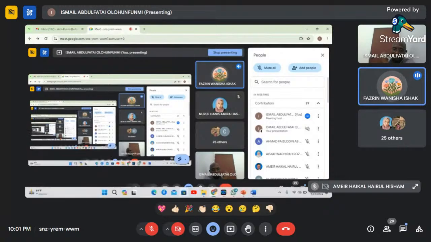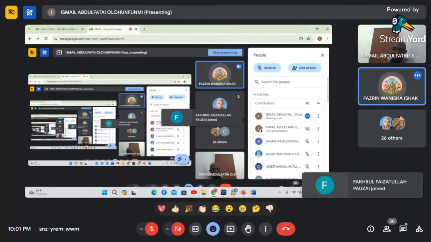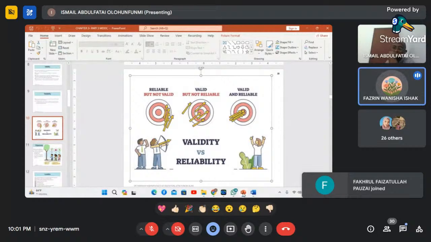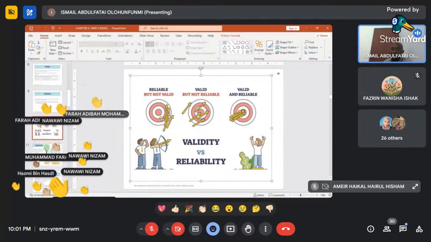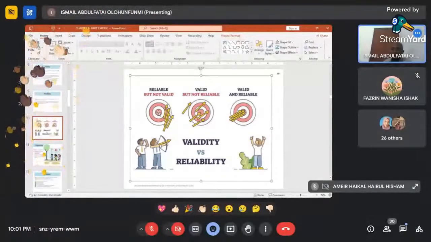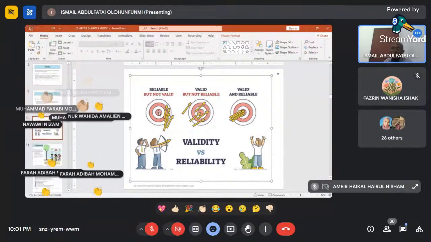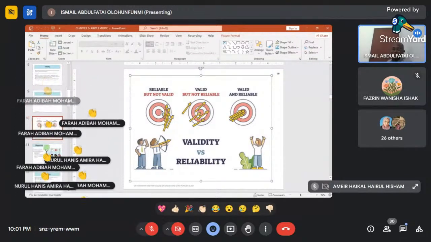I think the reason why it is reliable but not valid is because, as we can see, the arrows hit around the same spot, but not in the center. So it does not measure what it's supposed to measure. Hence, it's not valid, but it's reliable because all of the arrows are pointing at the same place. Let me clap for you. Very good, you are correct. They are consistently pointing at the same place, but they did not measure what they are supposed to measure, which is the center.